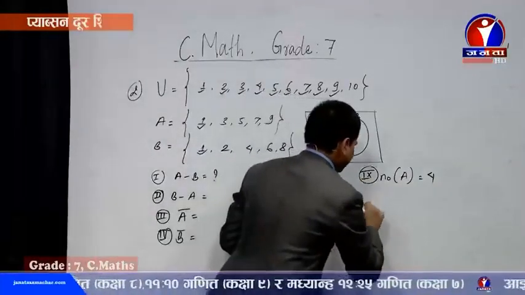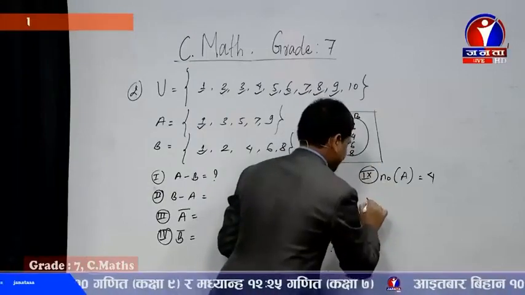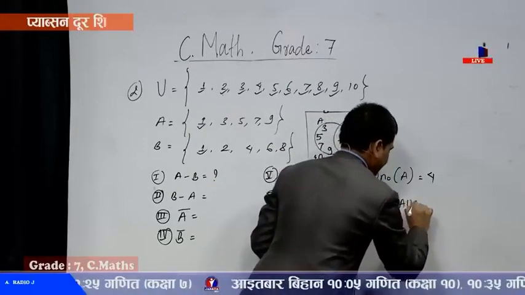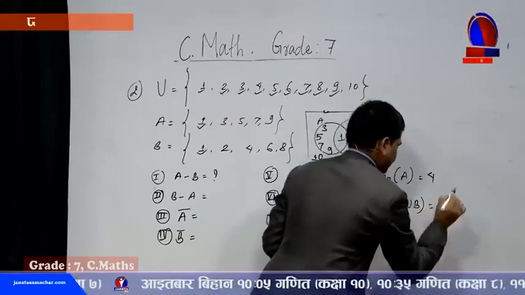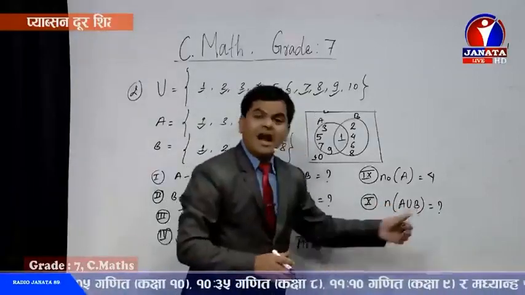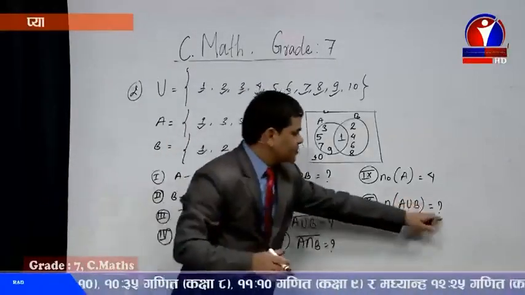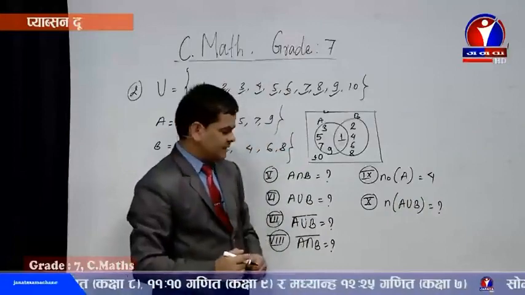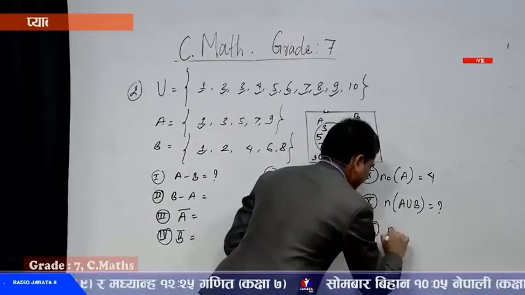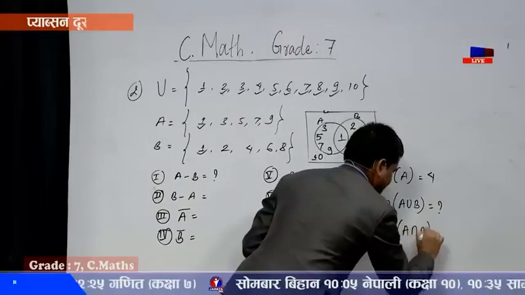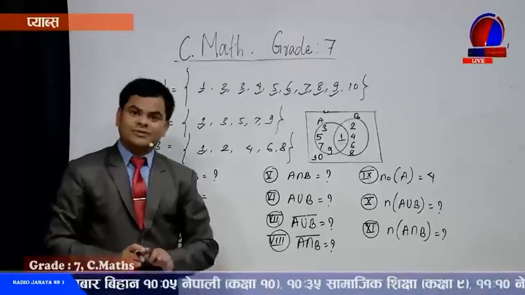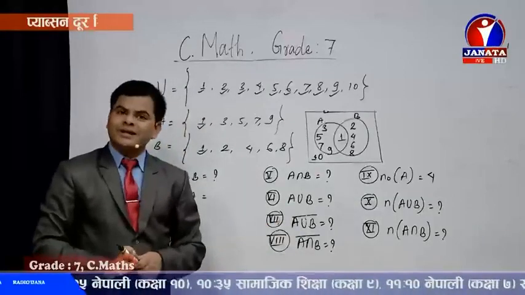If you have to find this one, dear students, I will give you an extra question. In number 10, can you find out n of A union B? Just count how many elements are in the place of A union B, and write just the digit. Now number 11, can you find out A intersection B? Solve all these questions, and then after you can show them to your expert.